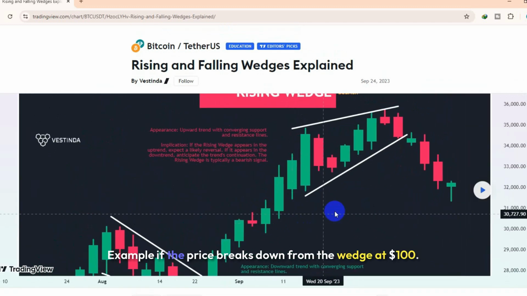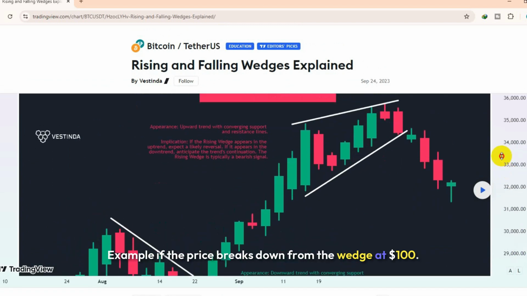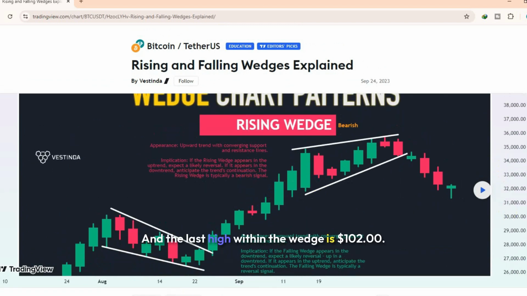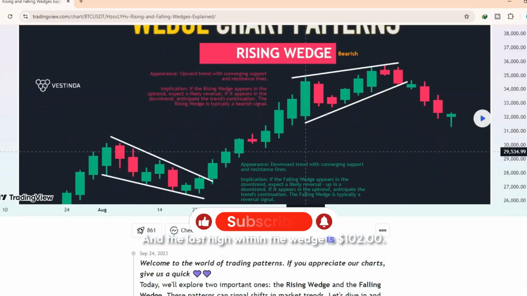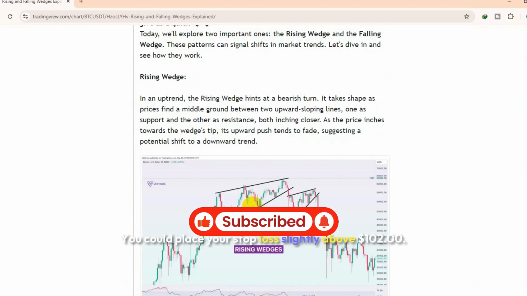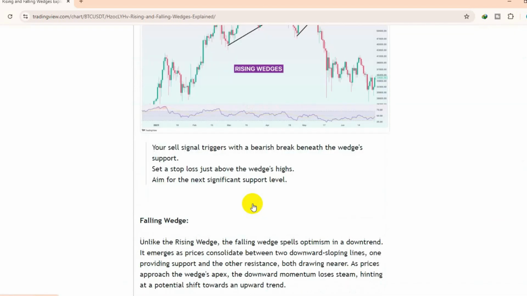Example: if the price breaks down from the wedge at $100 and the last high within the wedge is $102, you could place your stop loss slightly above $102.